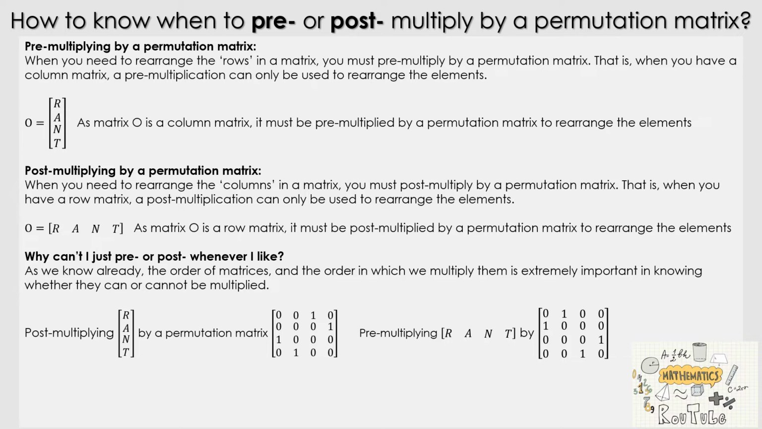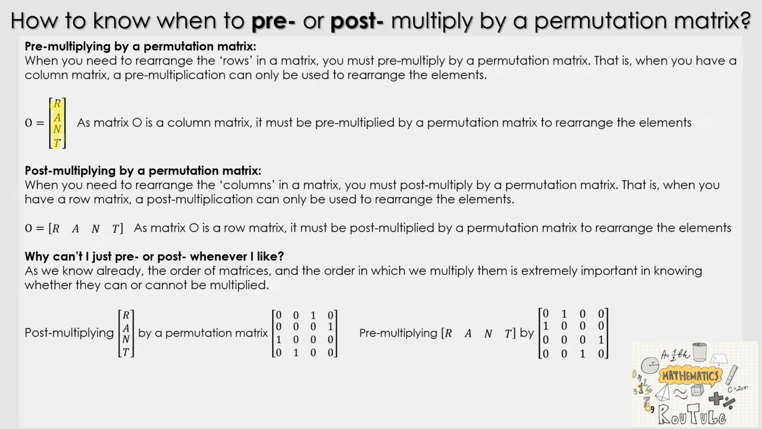So matrix O, which we can see there, spells the word rand. Now it doesn't need to spell an English word. It could just be 4 random letters put together, but I've just chosen to go with the word rand. As matrix O is a column matrix, because it consists of one column only, it must be pre-multiplied by a permutation matrix to rearrange the elements. If you try to post-multiply, which I'll go through in a second, it won't actually work.